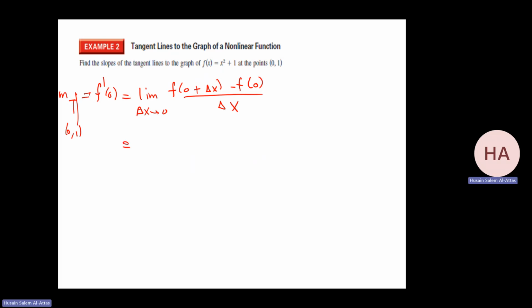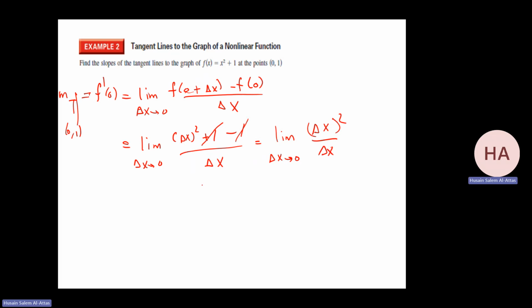Okay, let us do the calculation. The limit as delta x goes to 0 of f of delta x, which is delta x squared plus 1, minus f of 0, which is 1, over delta x. Let me do it in steps. The delta x squared over delta x is just delta x, so this is the limit as delta x goes to 0 of delta x, which is 0. So the slope will be 0.